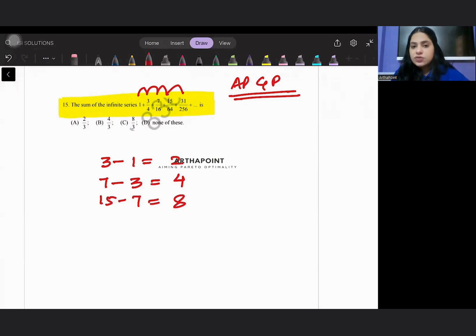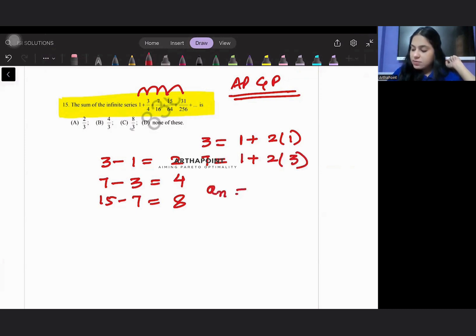And in the denominator, if you see, the denominator is also going ahead and becoming 4, 16, 64, and so on. So I can go ahead and say that the second term is 1 plus 2 times the first term. 3 is nothing but 1 plus 2. And the third term is nothing but 1 plus 2 times the second term, right? So I can go ahead and say that a_n will be 1 plus 2 a_(n minus 1), right? I can say that a_n is nothing but 1 plus 2 a_(n minus 1).